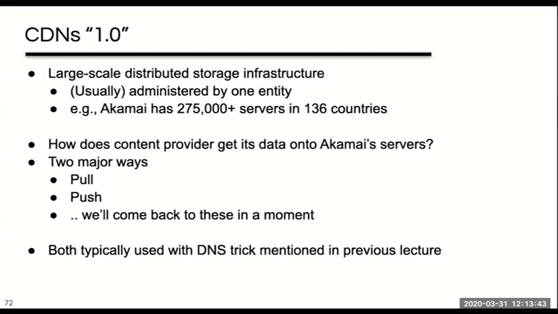And so a CDN is basically a large distributed storage infrastructure. The absolute king of CDNs is Akamai, who has over 275,000 servers in 136 different countries. And so you've got this question of how does a content provider get their data onto Akamai's servers? There's basically two ways, pull and push, and we'll come back to that in a moment. But both techniques are often used with a DNS trick mentioned in the DNS lectures.